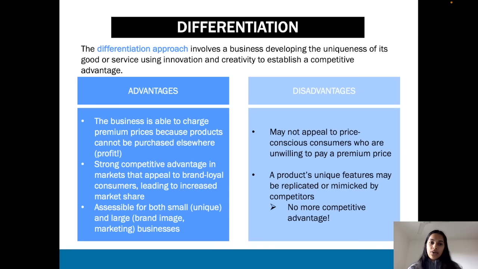And also with the differentiation approach, it's easy for a product's features to be replicated and mimicked by competitors. So in the short term, they might be successful, but as other businesses and competitors observe the actions of your business and see that, oh, this ice cream flavor has been very successful, a lot of people have been coming to this business and continually buying from it, then as competitors, you want to also implement that feedback or do a similar thing.